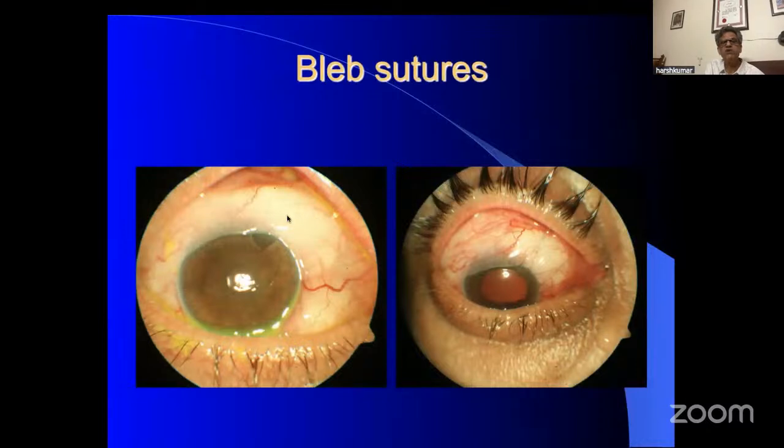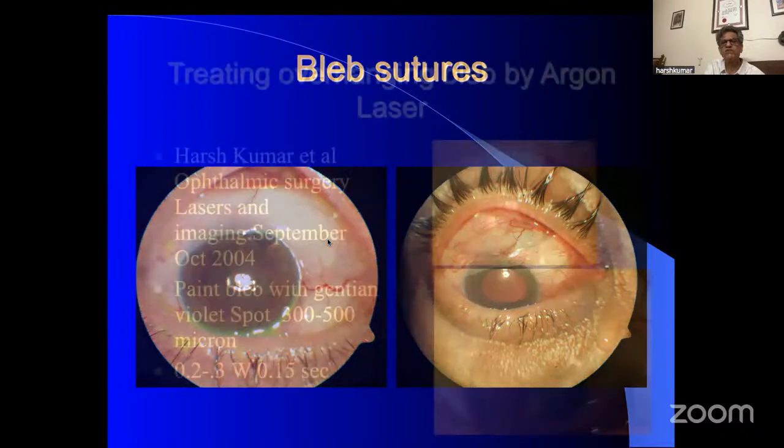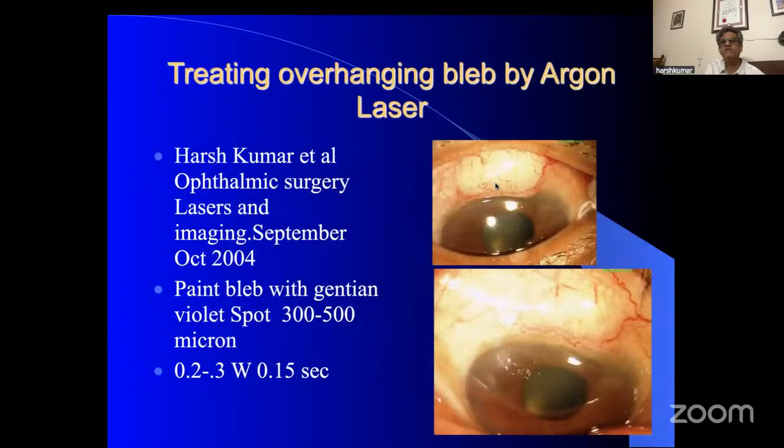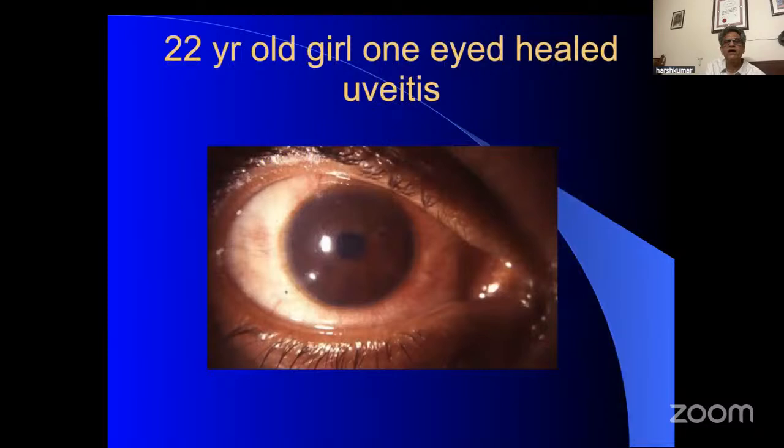Similarly, if you have an overhanging bleb or a very large bleb, you can give sutures, but again, it's an OT procedure. Short of that, you can again paint it with gentian violet and give the spots as we already told. Now, this is a procedure.